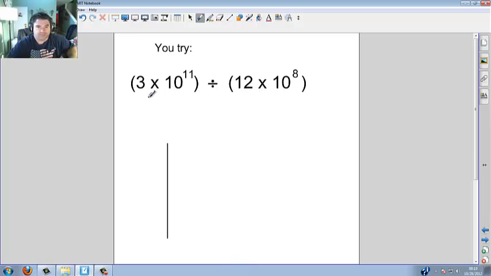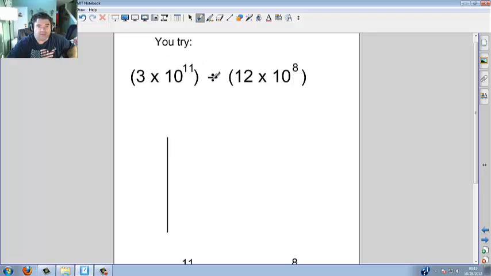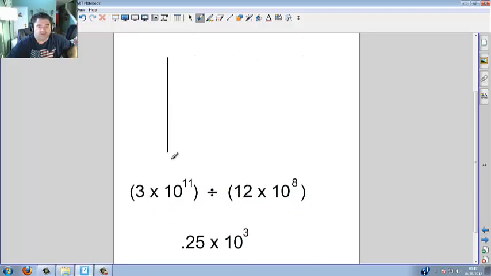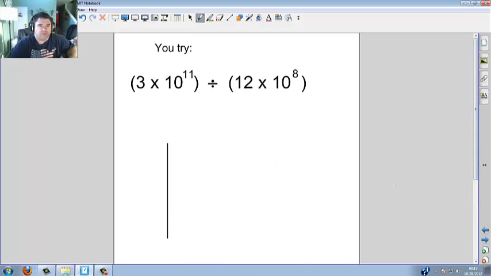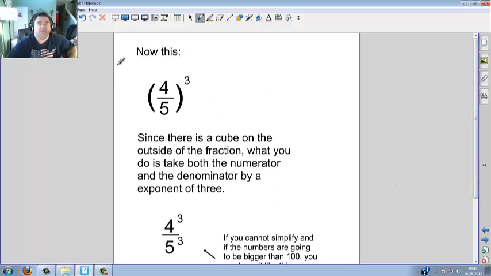You try. Go ahead. Did you get the following? 3 divided by 12, and then 10 to the 11th divided by 10 to the 8th. 0.25 times 10 to the 3rd, but times and divide. And there you have it. Well, that looks just like the answer from before. It's crazy. Quick break.